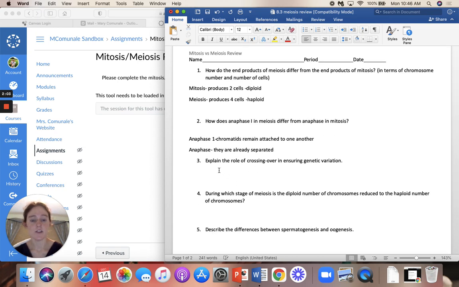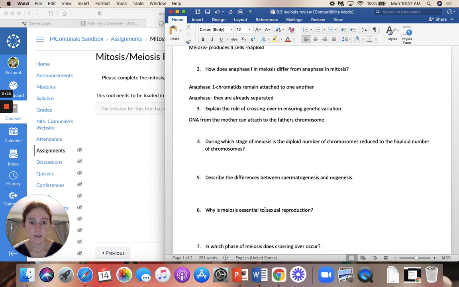Explain the role of crossing over to ensure genetic variation. Basically, DNA from the mother can attach to the father's chromosome, or vice versa. You could have DNA from the dad attaching to the mother's.